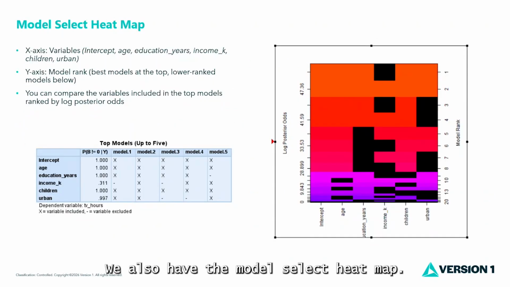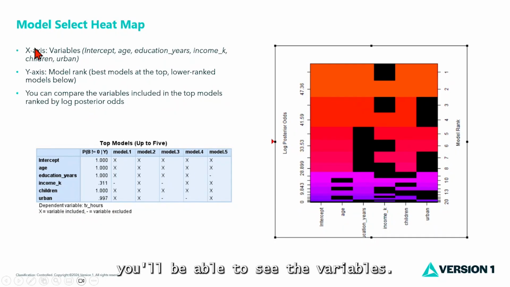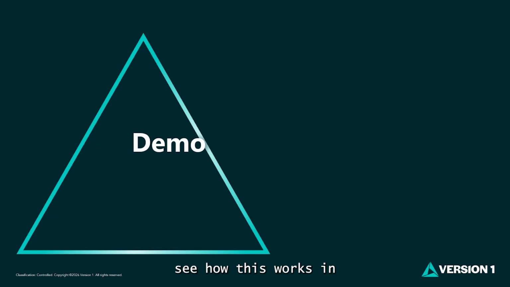We also have the model select heat map. Now, on the x-axis, you'll be able to see the variables. On the y-axis, you'll be able to see model rank with the best models at the top. And you can compare the variables included in the top models ranked by log posterior odds. So let's see how this works in IBM SPSS Statistics.